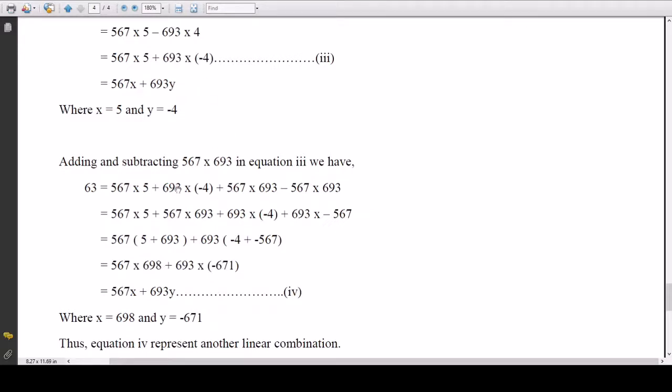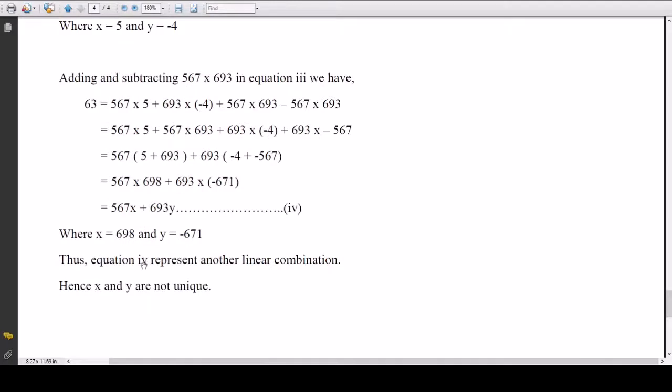The linear combination is different; x and y are different. Even though here also we have 567 and 693, x and y are different. In the first linear combination we are getting 5 and minus 4, whereas in the second linear combination x is 698 and y is 571. Hence equation number 4 represents another linear combination. Hence the values of x and y are not unique.